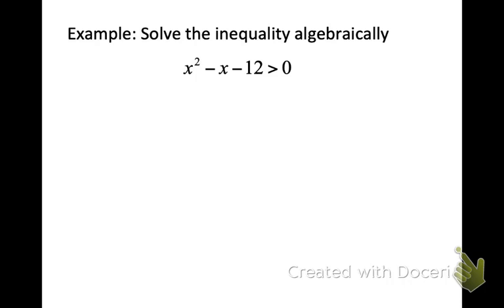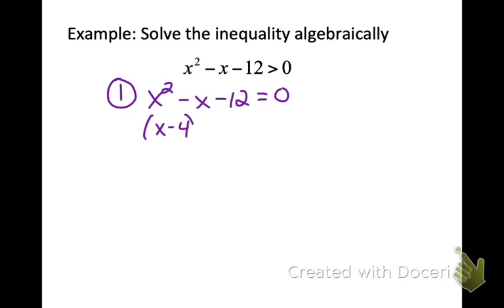So to solve an inequality algebraically, the first step you're going to do is take away the inequality sign and set it equal to 0. That's step 1. Then solve it. So this will be the third time we're doing this. So this factors to x minus 4, x plus 3 equals 0. So my solutions are 4 and negative 3. Okay, we should be able to solve any type of quadratic equation because that's what we did in the beginning of the chapter. So step 2, I'm going to now put them on a number line.